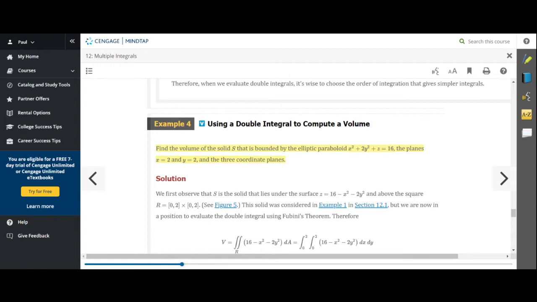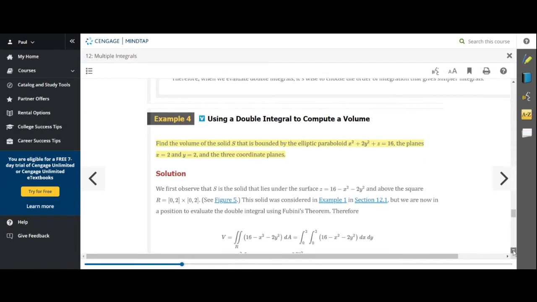Are the planes x equals 2 and y equals 2 vertical planes or horizontal planes? Yeah, they're vertical planes. A plane like z equals 2 would be a horizontal plane, but these are vertical planes. And they cut this paraboloid, and as a result, you're going to get a volume.